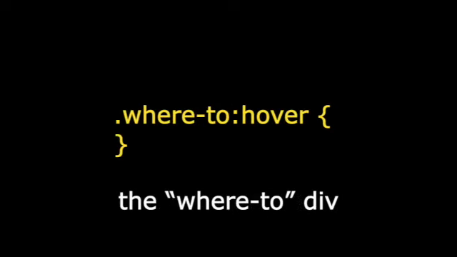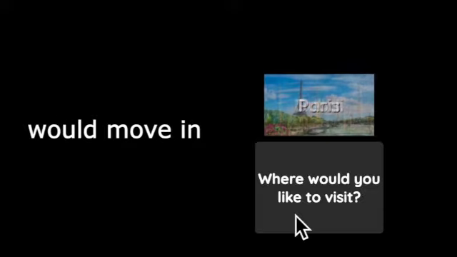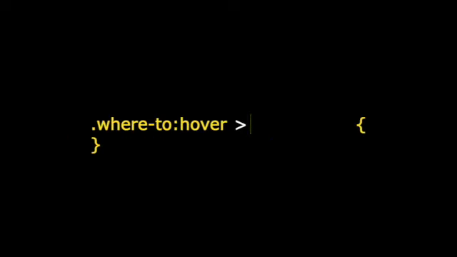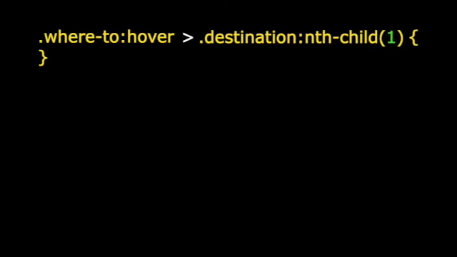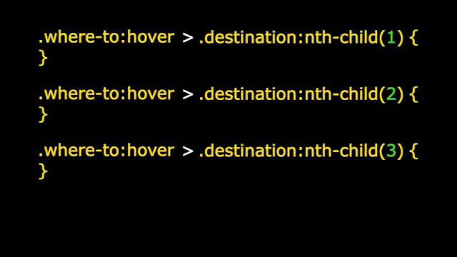Now for the hover effect. If we only applied it to the where-to div, all the images would move in the same direction. So, to fix that, we need to use the child combinator to select the child div of destination and then add the pseudo-class of the nth child and apply this to each of the destination divs.